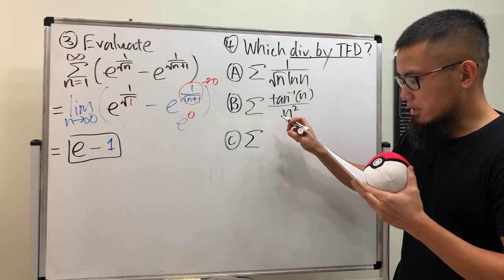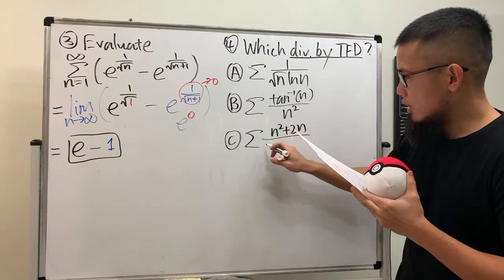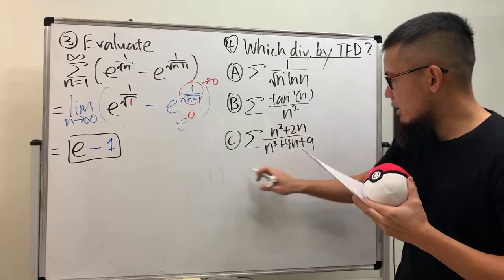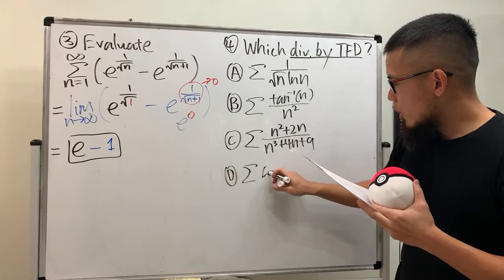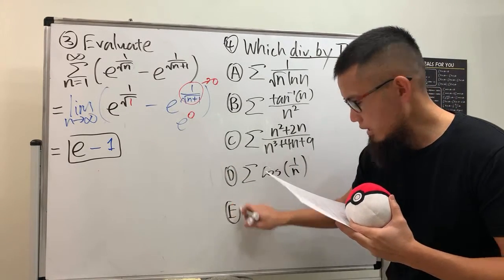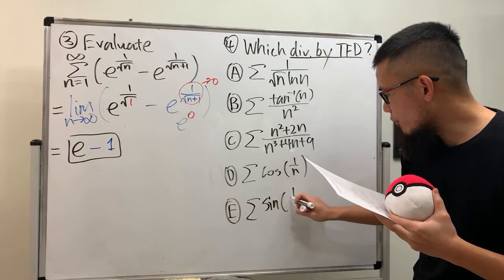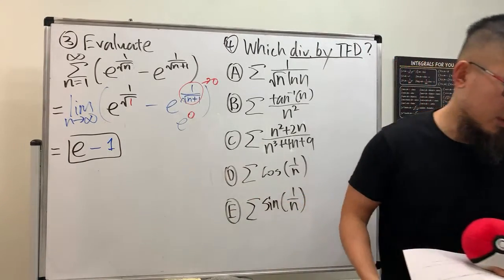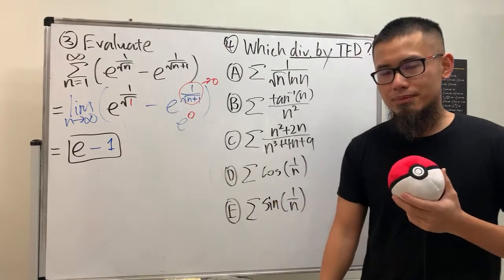Part C is n squared plus 2n over n to the third power plus 4n plus 9. D, here we have the series cosine of 1 over n. And lastly, E, we have the series sine of 1 over n. Again, n starts with a good number to infinity. So which one diverges because of the test for divergence?